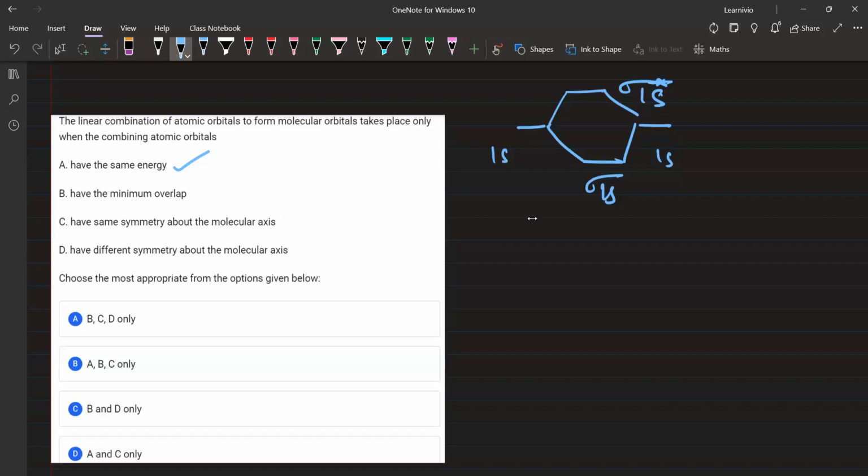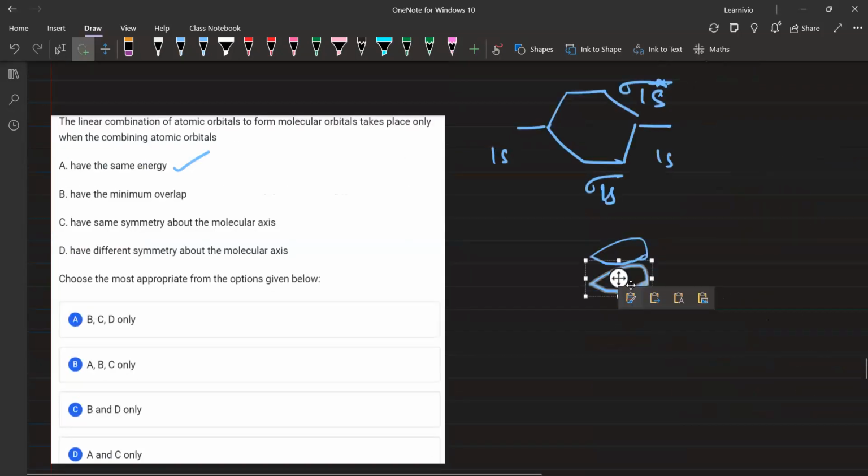Obviously, now when we are talking about molecular orbitals, we are forming bonds. And in bonds, guys, tell me which type of bond will be better. If you have something like this, let's suppose we have this type of overlap, that is maximum overlapping, as you can see.